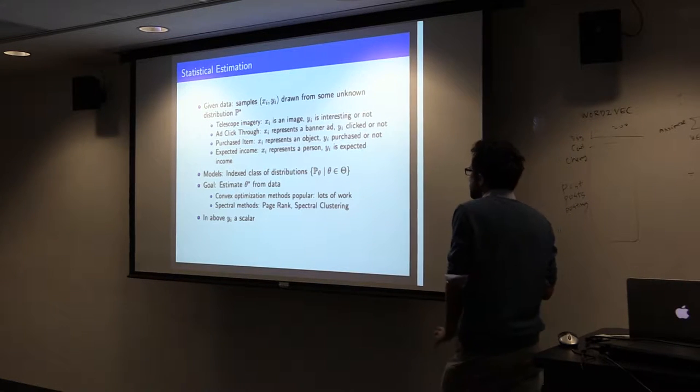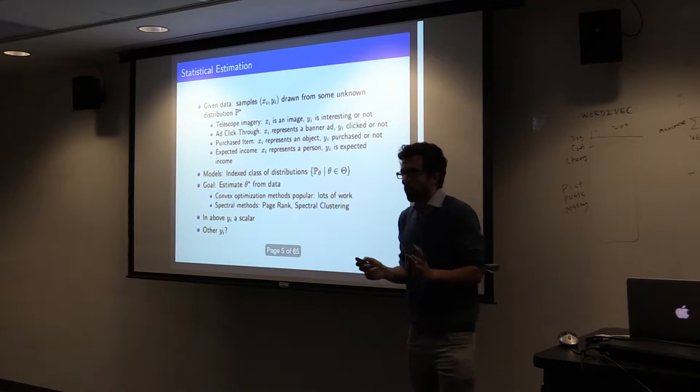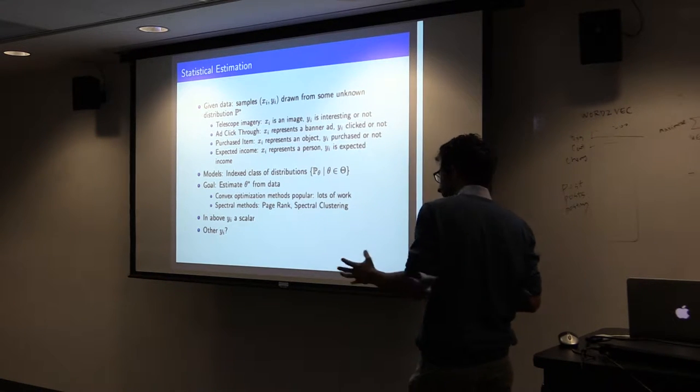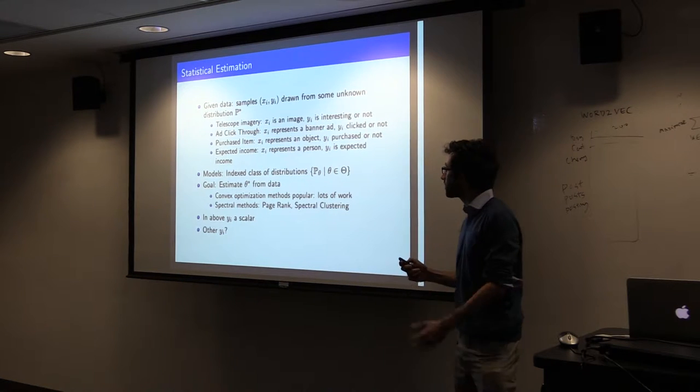So in this y scalar, but we want to think about, well, what if you have other structures of y, for example, partial orderings.